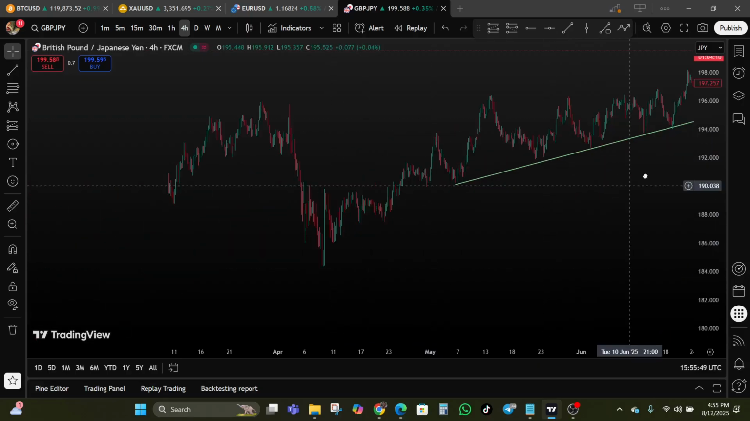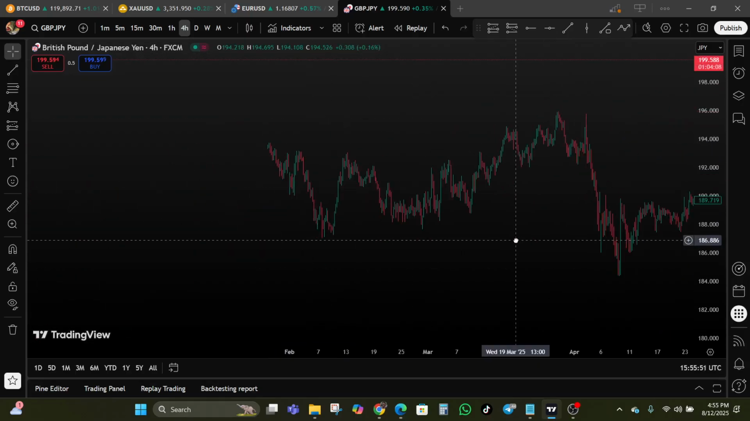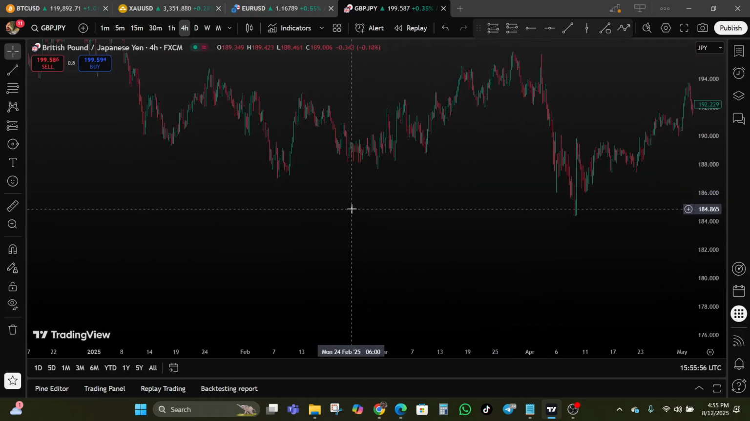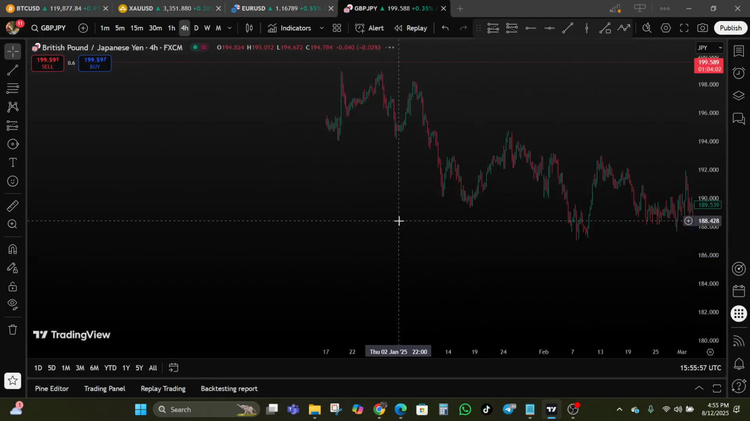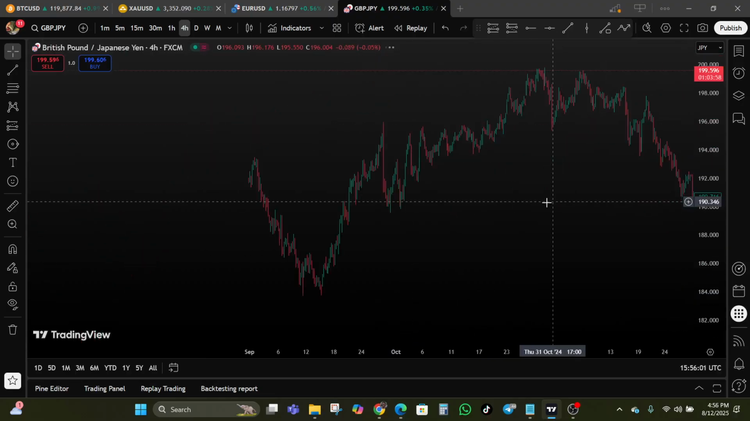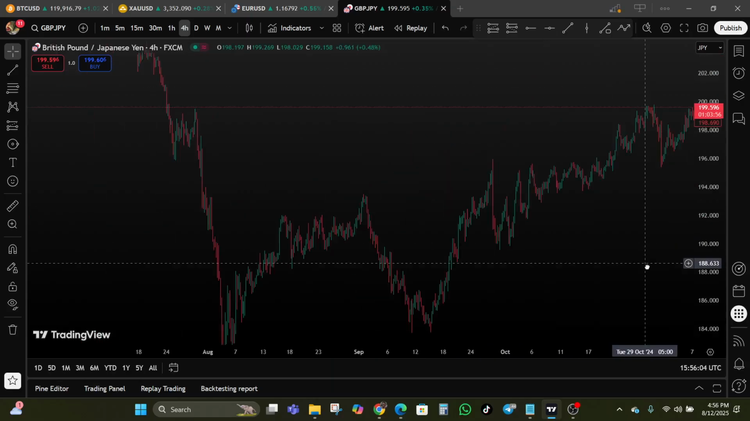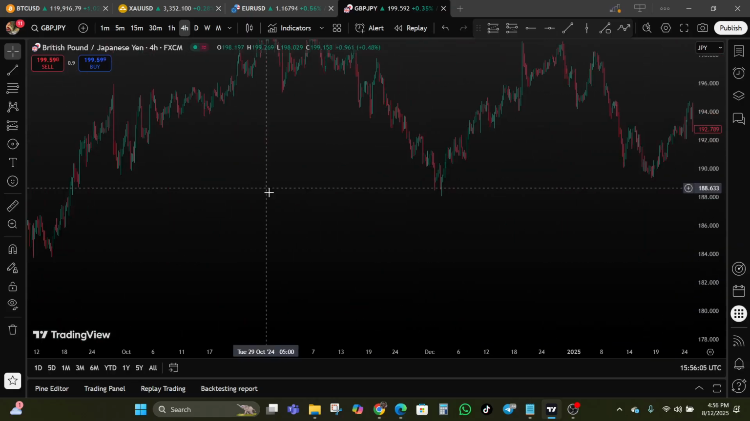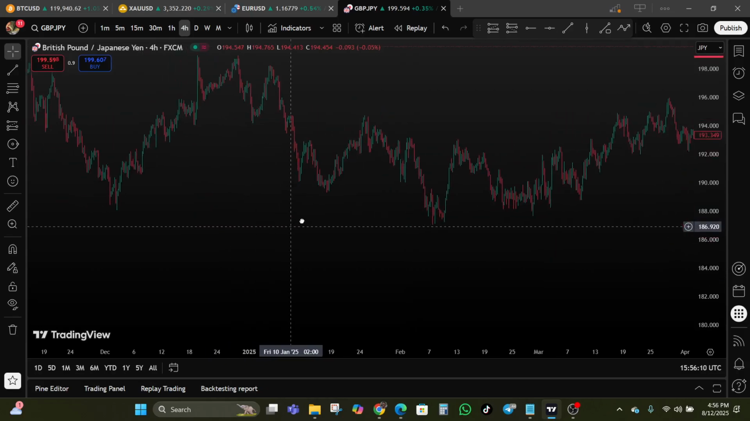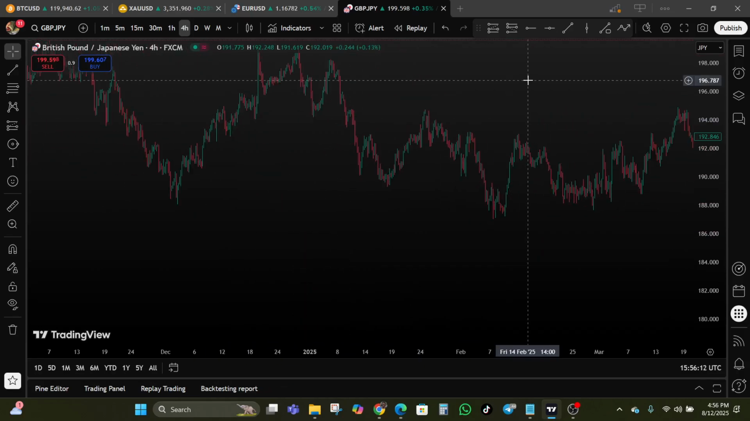Then the breakout could also be from a horizontal support or resistance zone. Whatever the case may be, when you want to jump into a breakout and you find out it's a false breakout, it can really be frustrating, right?